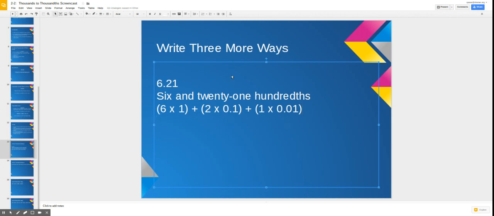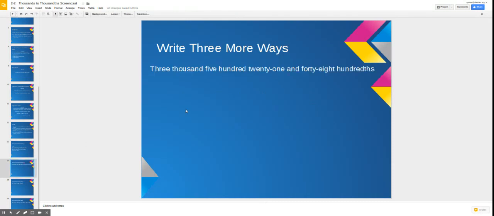Expanded form is the final way, and that is simply solving what's in parentheses, but leaving the form as an addition problem. 6 times 1 is 6. 2 times 1/10 is just 2 tenths. And 1 times 1/100 is just 1 hundredth. Those are the 3 ways to write 6.21, or 6 and 21 hundredths.